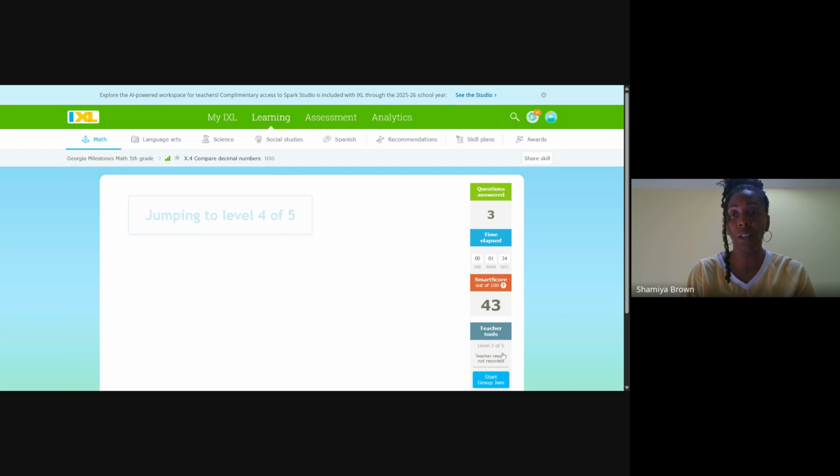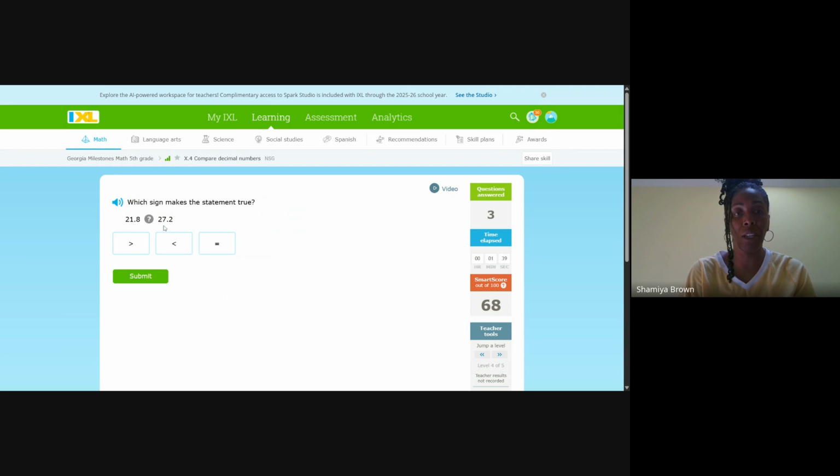Okay, go to a harder level. Which sign makes a statement true? I have 21 over here and I have 27 over here. So I know 27 is bigger than 21. So that one is there. So this is not very hard, as you can see.